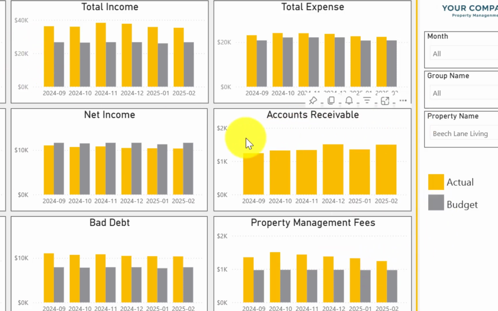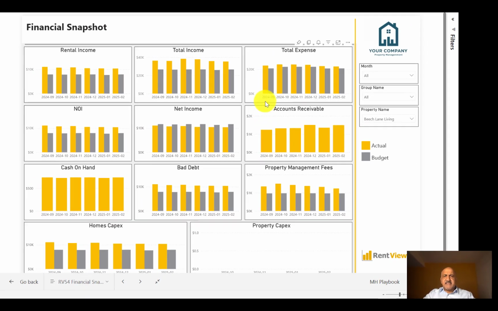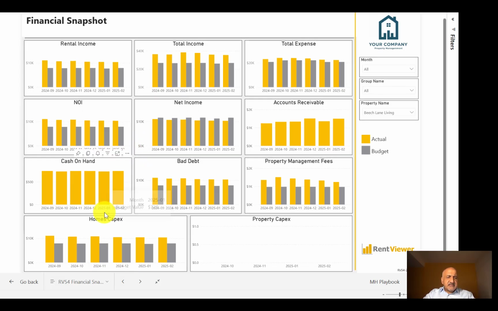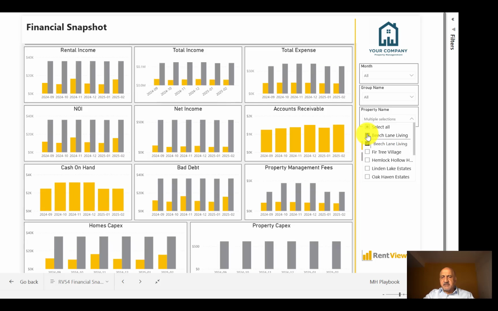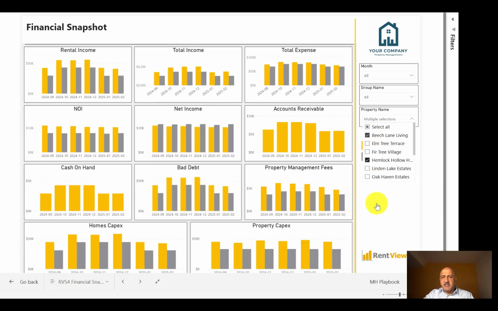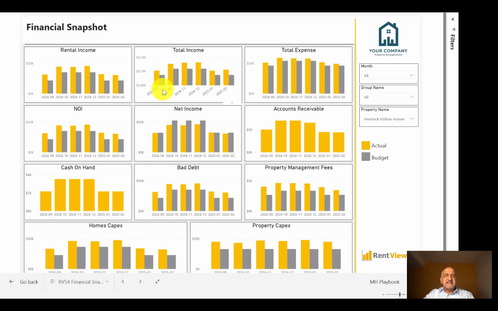And so just looking at this particular property, I can see that the total income somewhat has declined over here. Total expense has also been going down somewhat. You can also look individually at the CapEx and what I've spent on the property versus the homes as well. I'm also going to look at the other property that was Hemlock Hollow, and can see over here the expense has been declining, but the income has definitely been declining quite substantially.